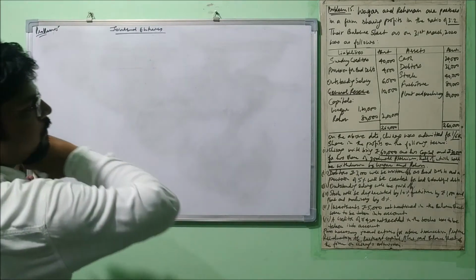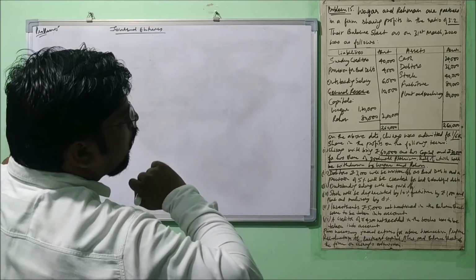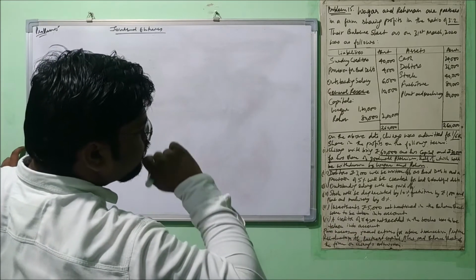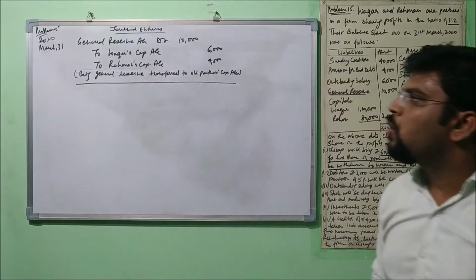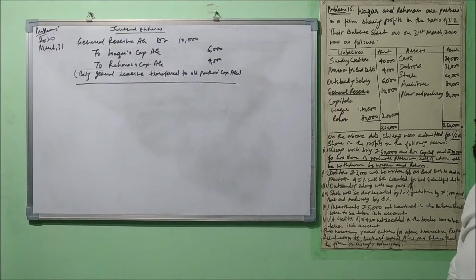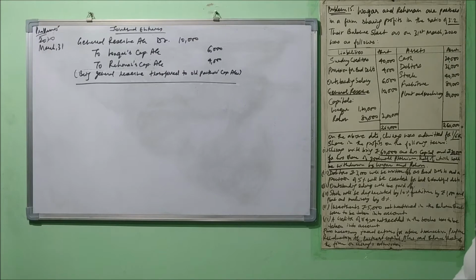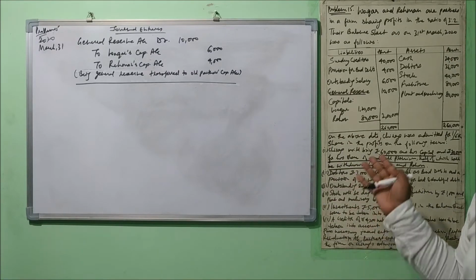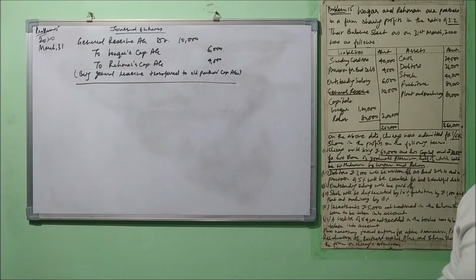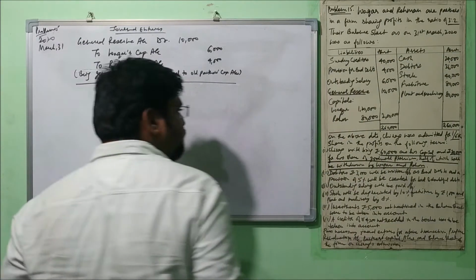On what date is the partner being admitted? On 31st March. General reserve account debit 10,000 to Waqar's capital 6,000 and to Rahman's capital 4,000, in 3:2 ratio. Being general reserve transferred to old partners' capital accounts. The new partner has nothing to do with it. I have already explained this. Now let's move on.